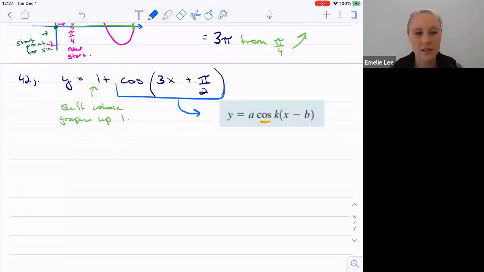Right, I need that to look like that. So again, I've got this 3x, but I'm only allowed to have x on its own. So that means I need to pull out a common 3 from both 3x and pi over 2.